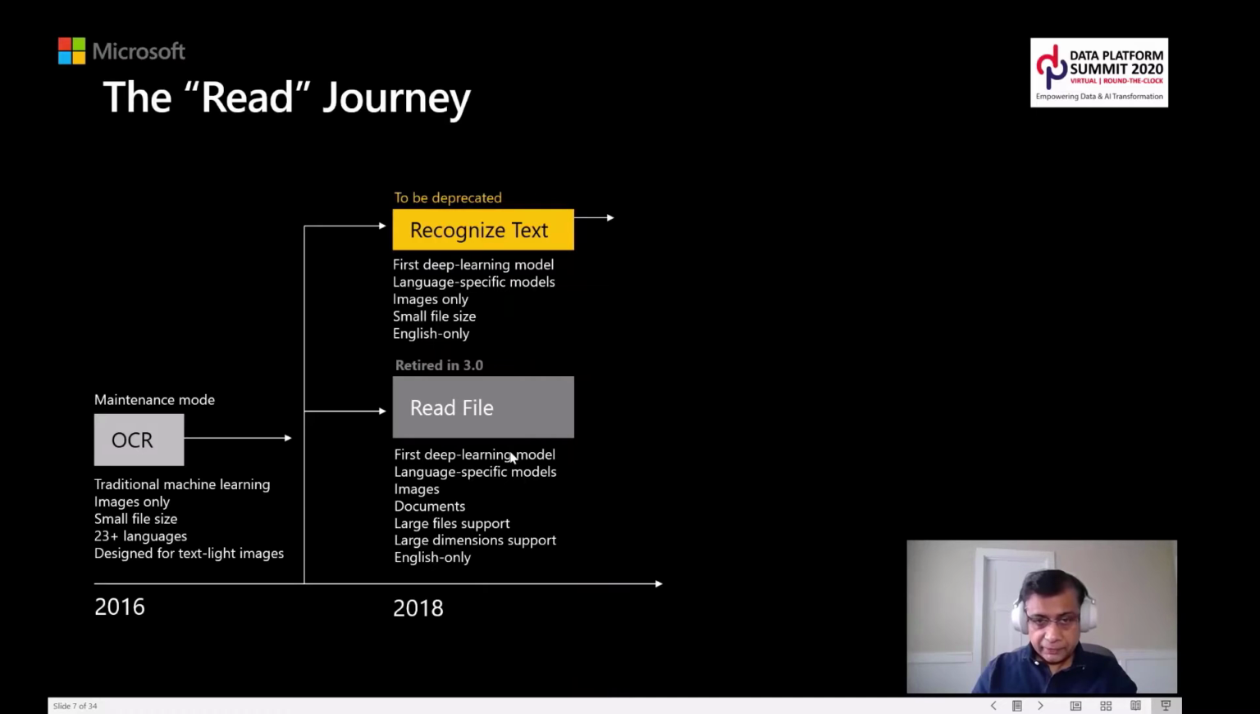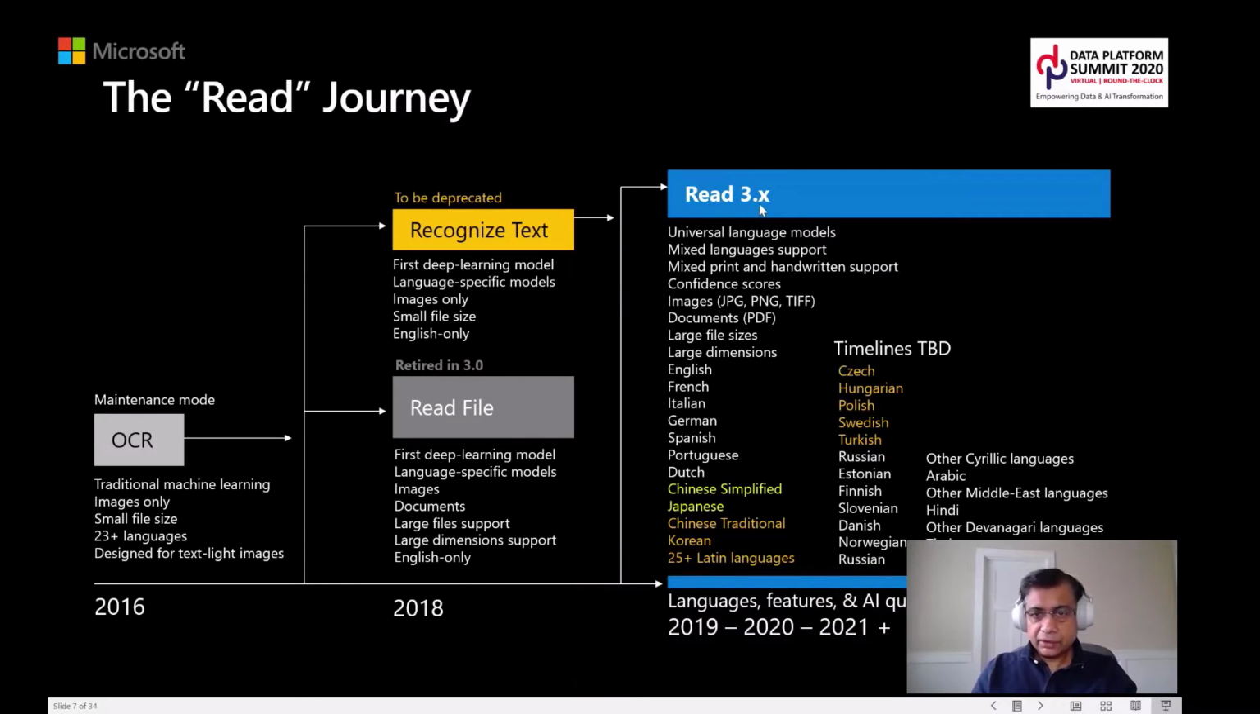So what we have today is Read 3.0, which went into GA in May earlier in the year, and now we are on to the previews. But Read 3 onwards is the preferred, new unified technology stack or platform for all those capabilities moving forward. That's what customers and partners are moving to very quickly, and that's what we are recommending, because as you can tell, this was still the first generation stack, and the recognized text could handle only images and small file sizes.